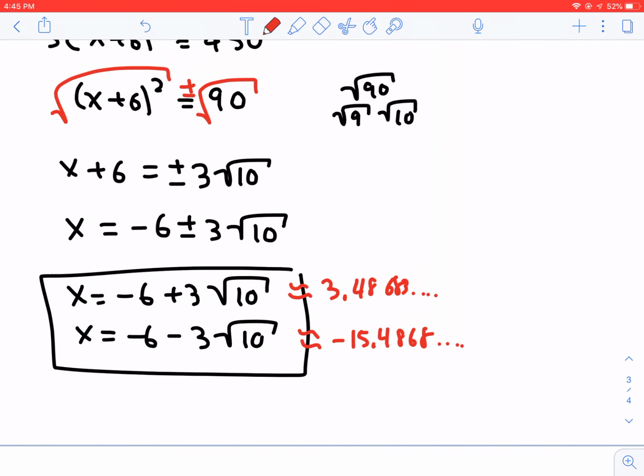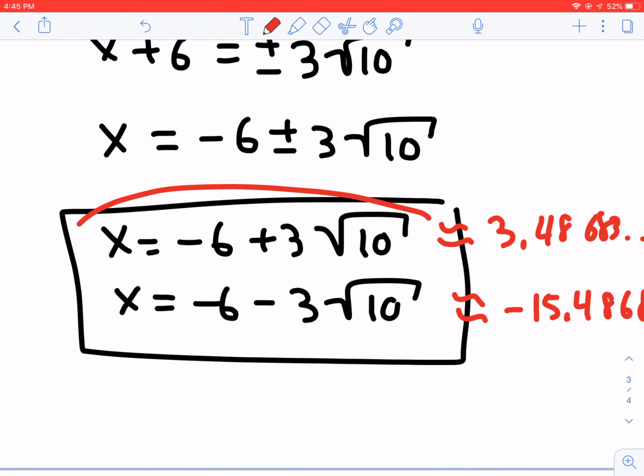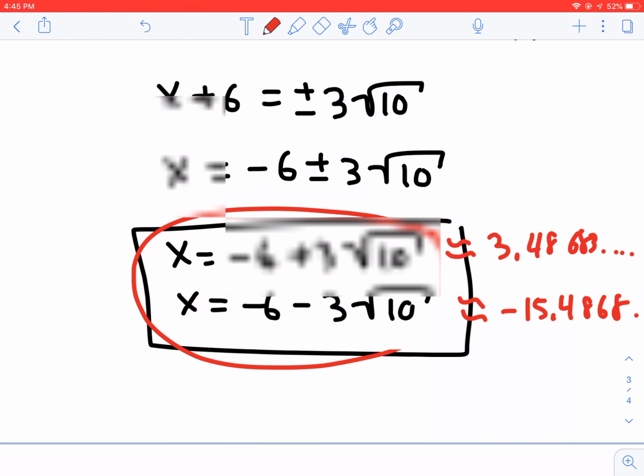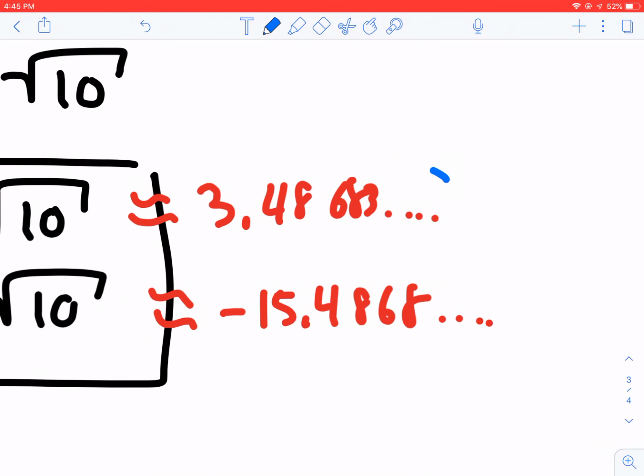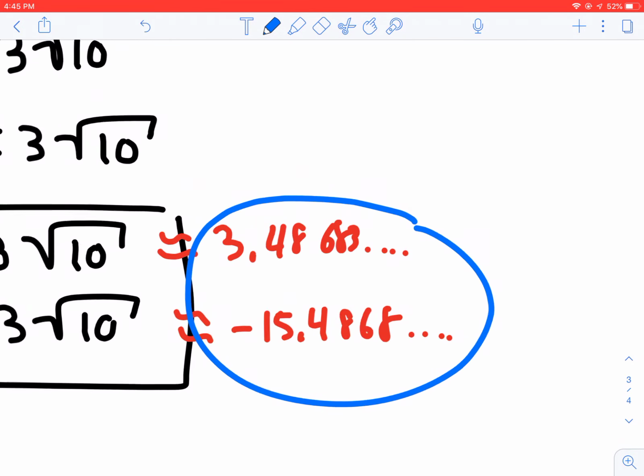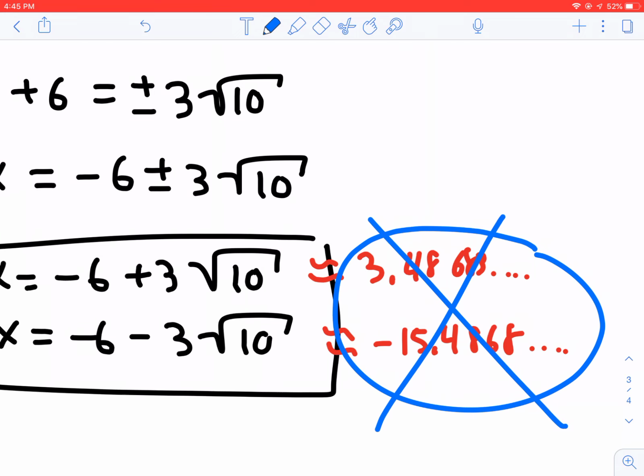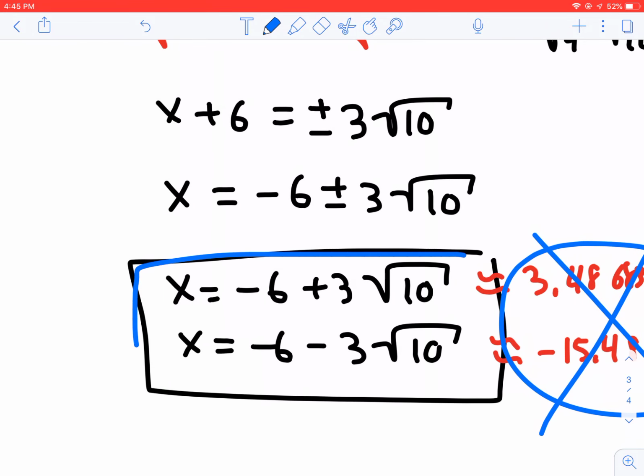Alright, so that is what we're saying. The answers are for x. But this is really what it means as a decimal approximation. But we don't want to write our answers this way. We leave it in the exact form.